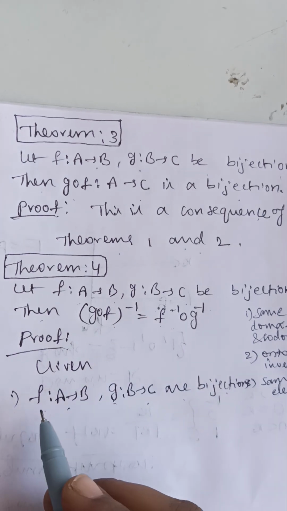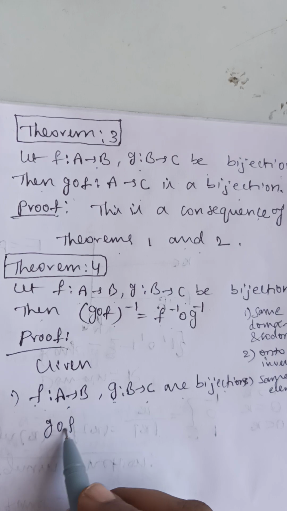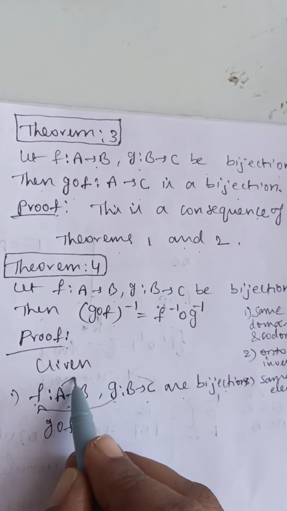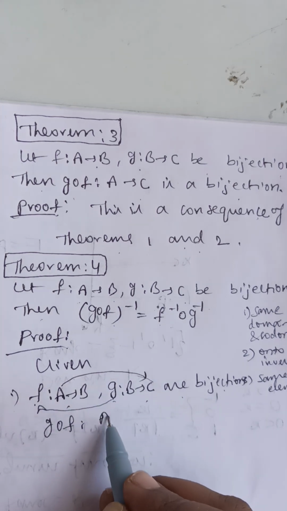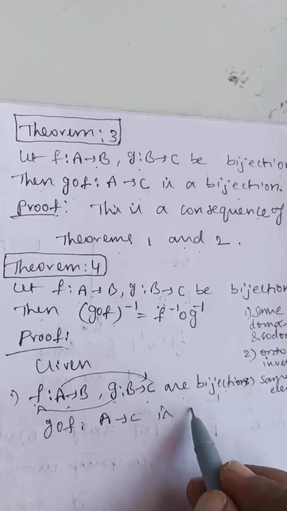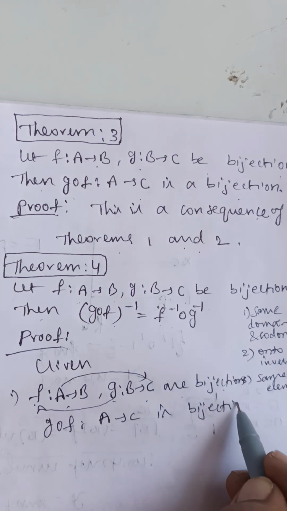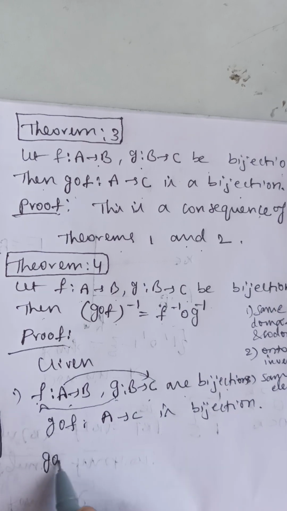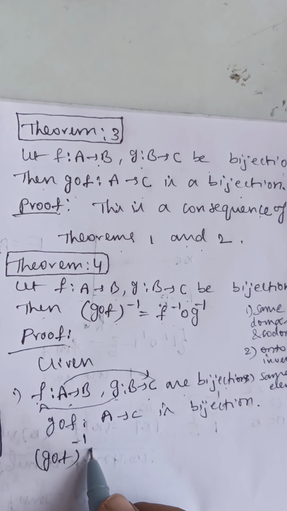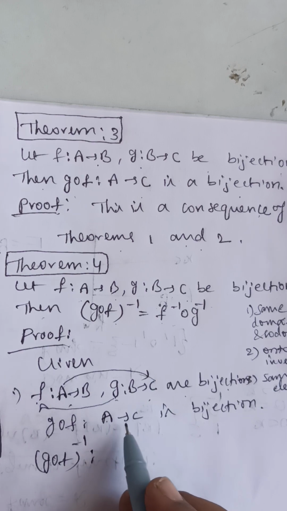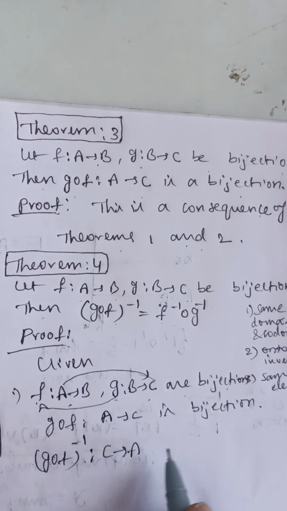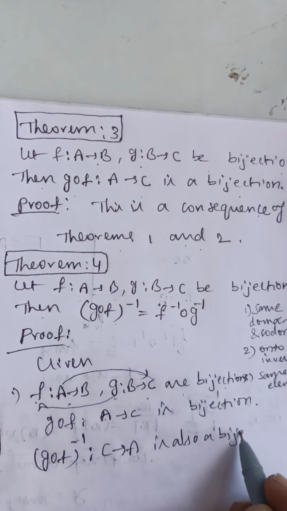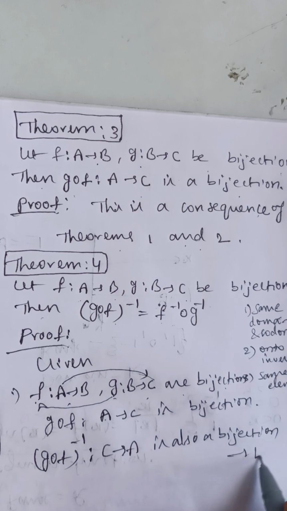Okay, the first part. F maps A to B, G maps B to C are bijections. Then G circle F maps A to C is also a bijection. If you take the inverse of this, (G circle F) whole inverse maps, in reverse order, C to A. It is also a bijection. Okay, let it be equation 1.